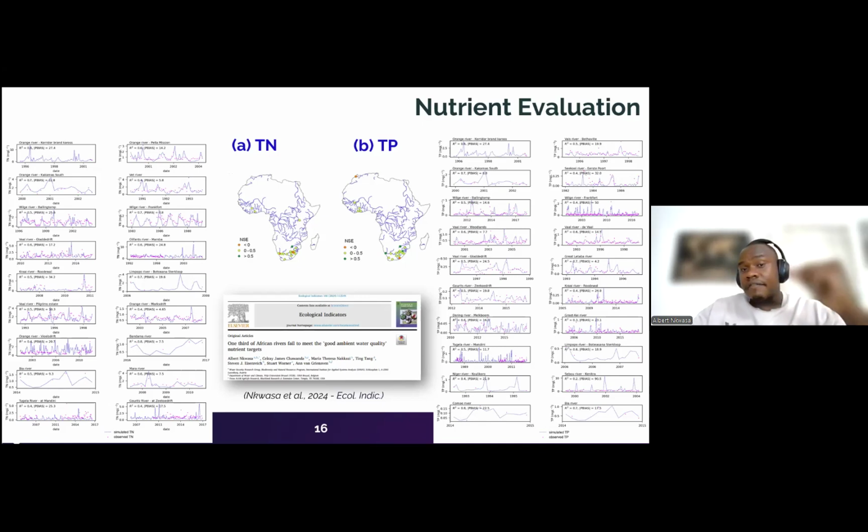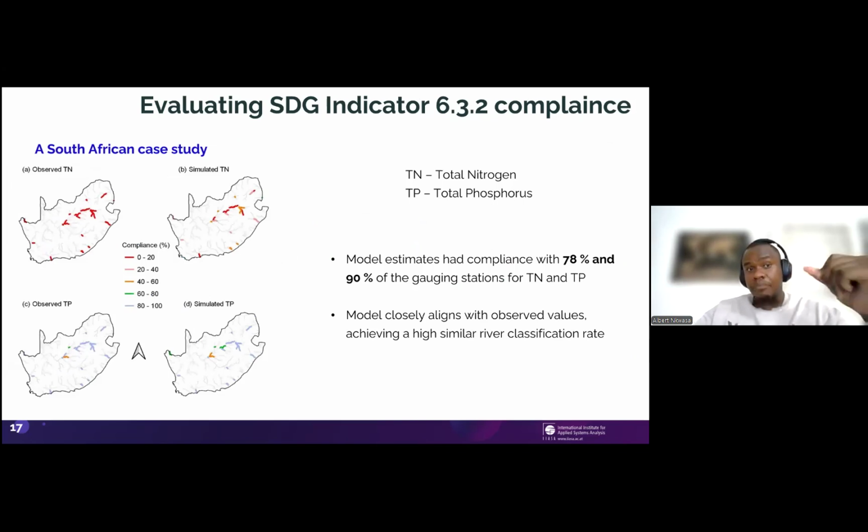Now, after the evaluation and calibration of nitrogen and phosphorus, we tried to estimate the SDG 6.3.2 for South Africa using the observations and also using the simulated values to see whether we would achieve the same compliance as the observations. And we found that model estimates had a compliance of about 78% and 90% for nitrogen and phosphorus, respectively, meaning that model simulations closely align with the observed values in achieving similar river classifications for this SDG compliance.